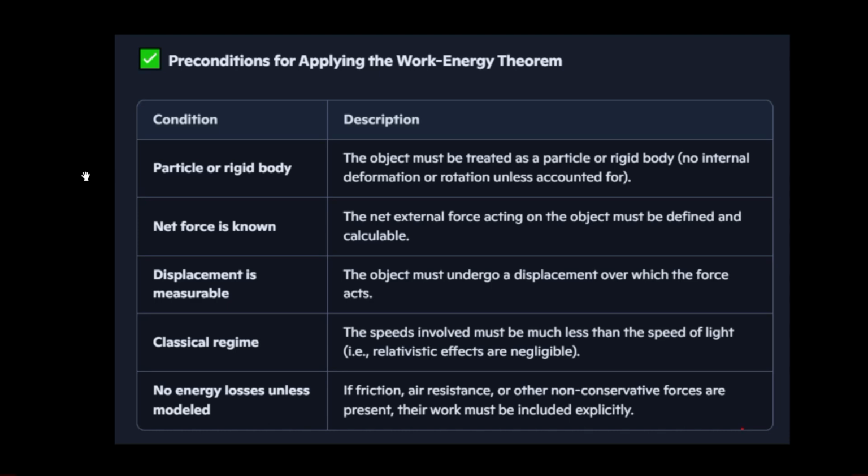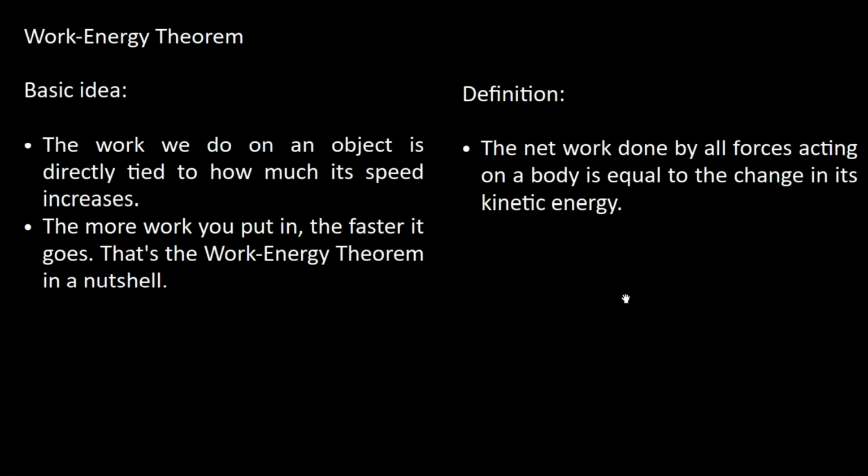okay? And the fourth point is the classical regime, that is, speed involved must be less than the speed of light. So we can't talk about that, anyways, we won't deal with that. No energy loss unless modeled, that is, if friction, air resistance and other non-conservative forces are present, then that has to be excluded. So yeah, few of these might sound a bit commonsensical. Few of them are out of syllabus, but on and off, I think we'll use a few points over here. So case by case, I'll take up and explain it.